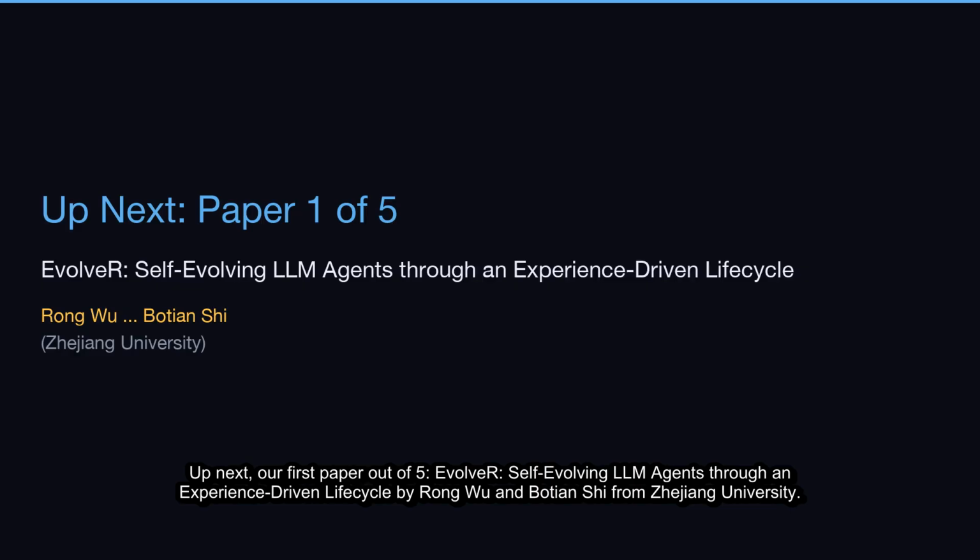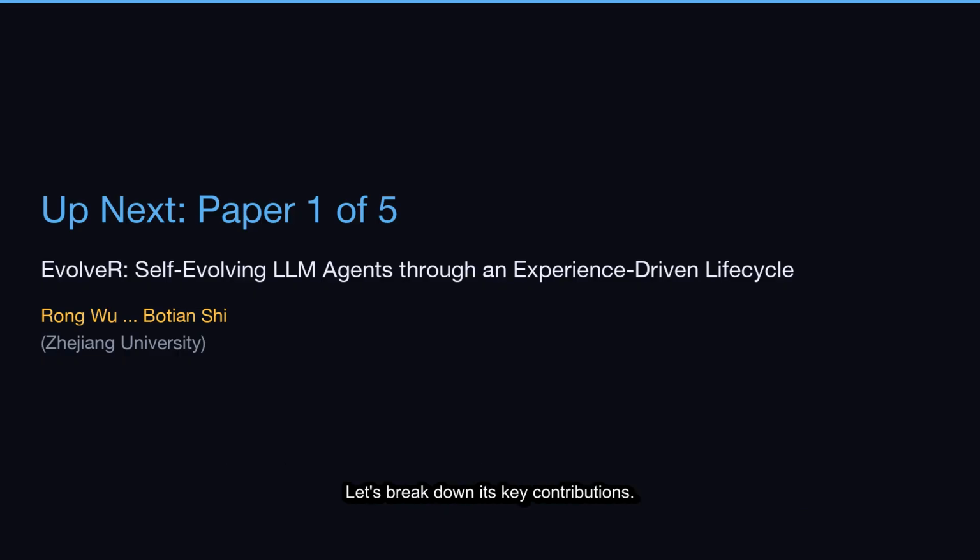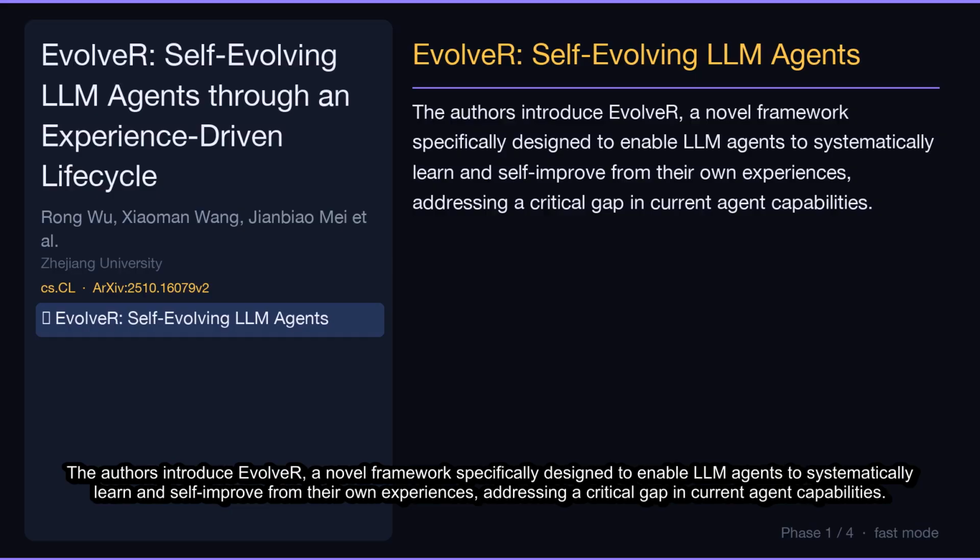Up next, our first paper out of 5, Evolver, Self-Evolving LLM Agents Through an Experience-Driven Lifecycle by Roan Wu and Batian Shi from Zhejiang University. Let's break down its key contributions. The authors introduce Evolver, a novel framework specifically designed to enable LLM agents to systematically learn and self-improve from their own experiences, addressing a critical gap in current agent capabilities.